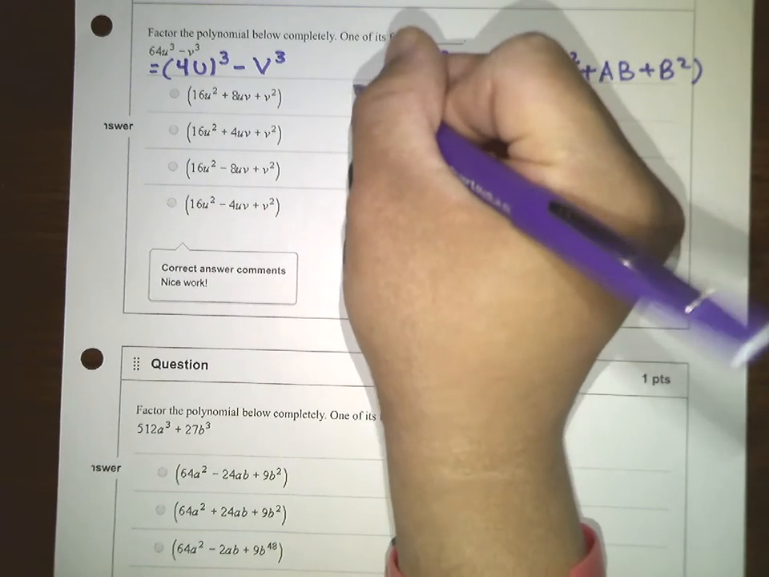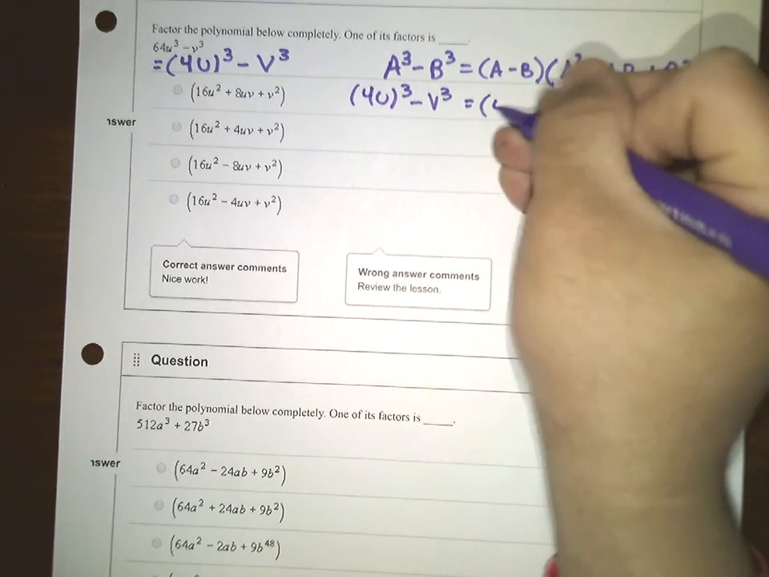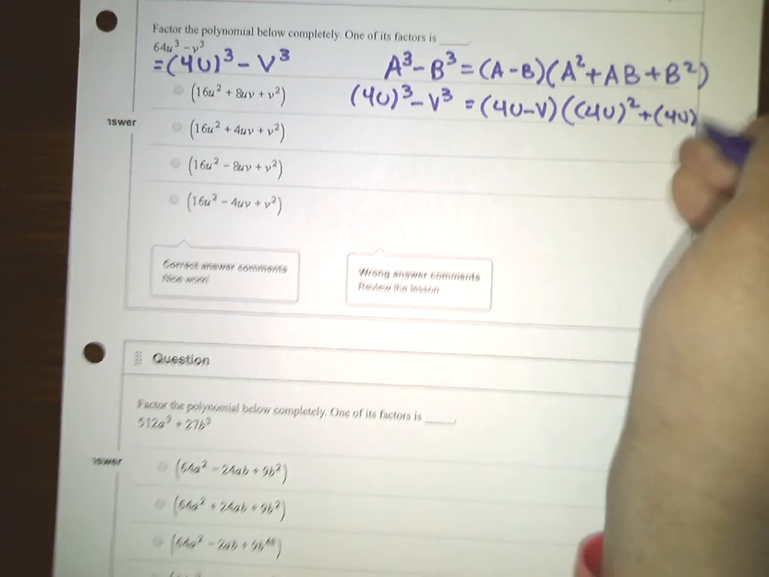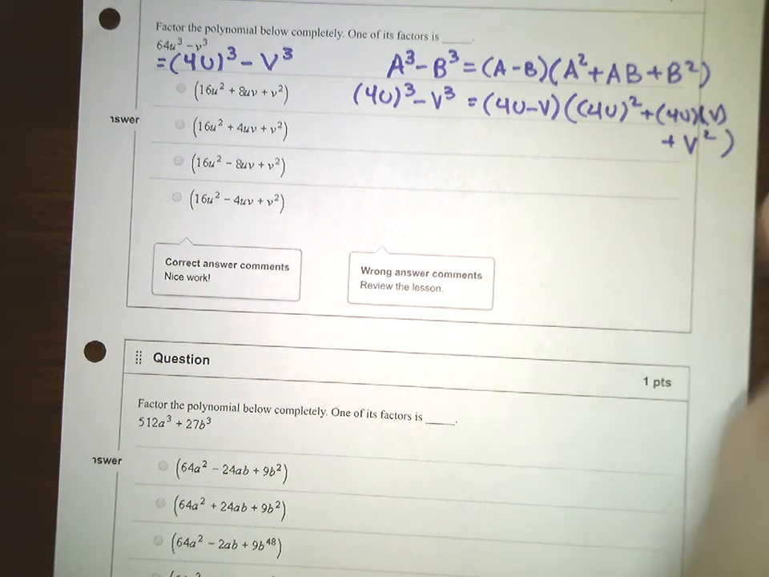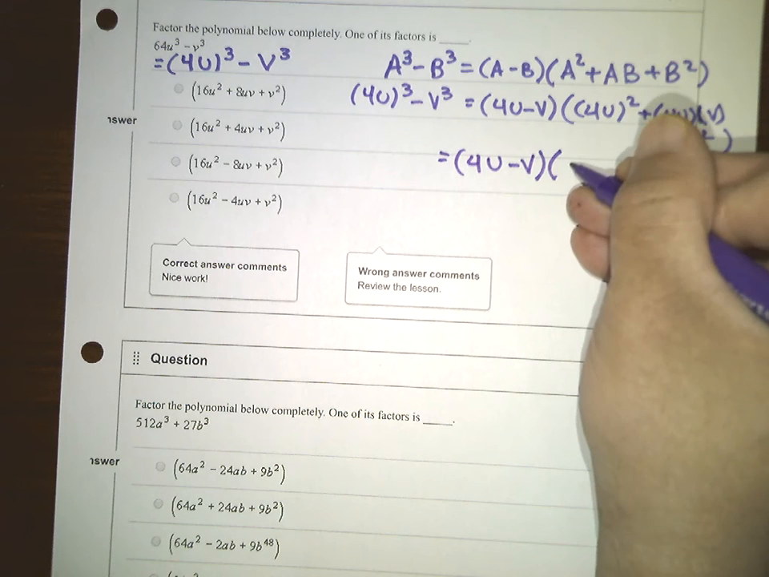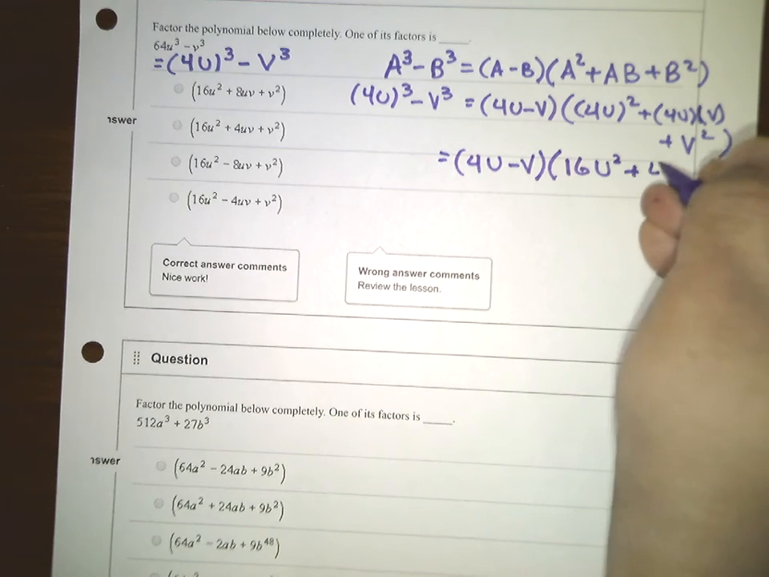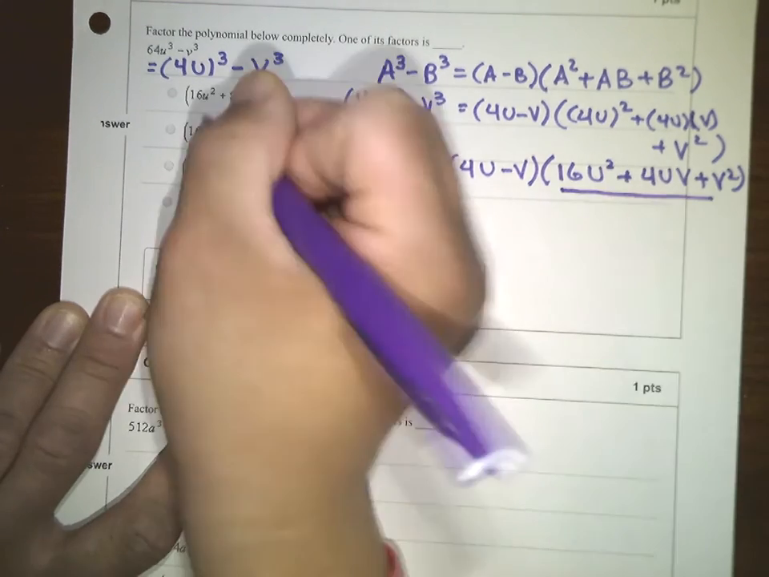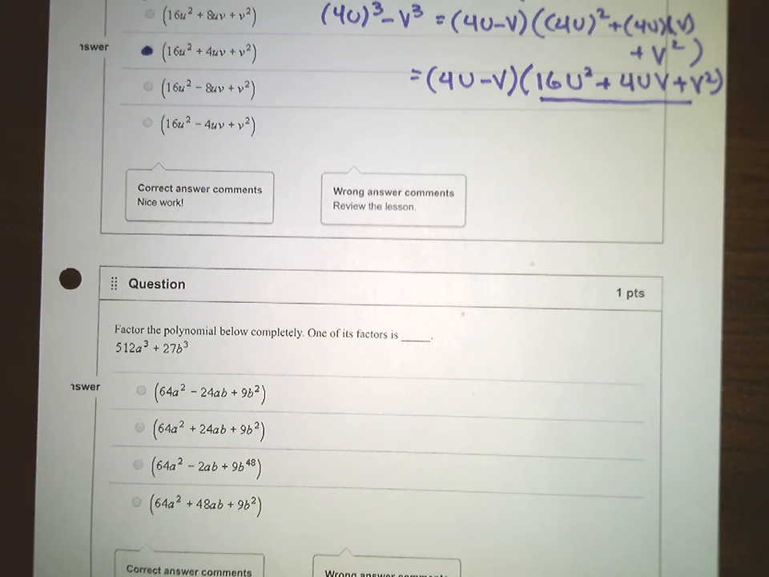So now I have again 4u cubed minus v cubed. So if I use the formula, I have 4u minus v times 4u squared plus 4u times v plus v to the second power here. Then if I simplify this second factor here, I have 4u minus v times 4u times 4u is 16u squared. And then I have plus 4uv plus v squared. So then I see that 16u squared plus 4uv plus v squared is one of the factors. What a time to be alive.